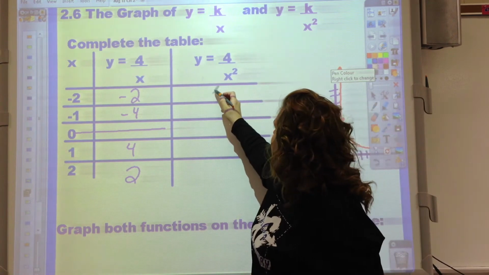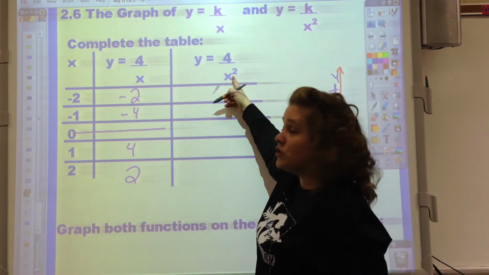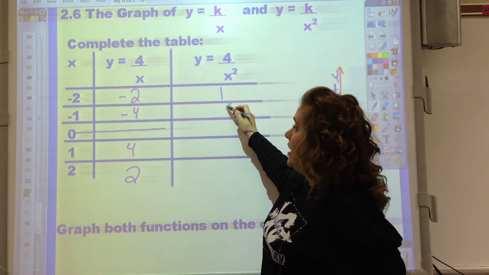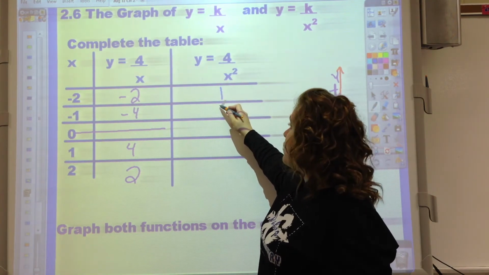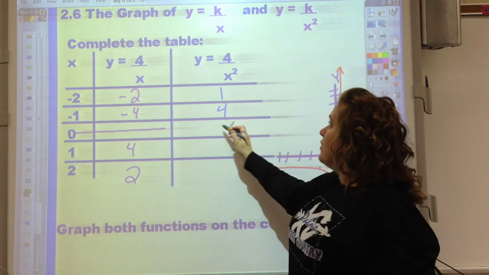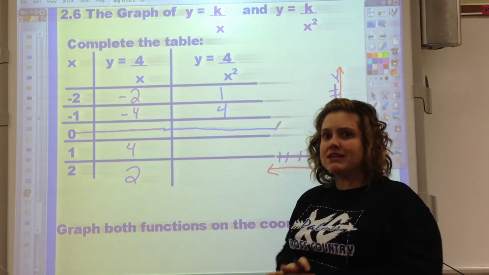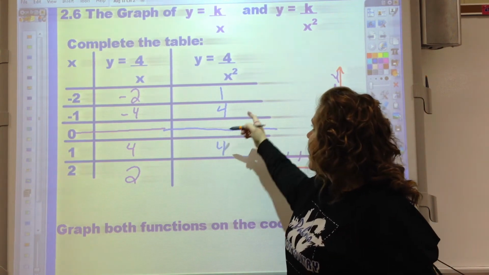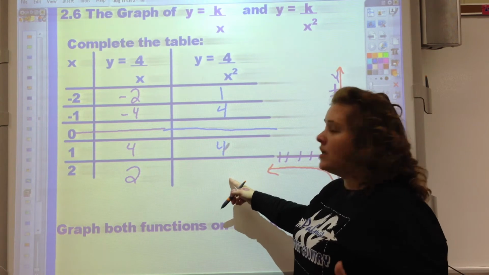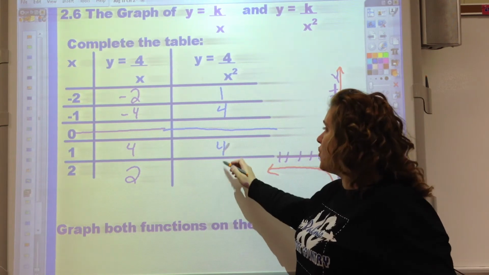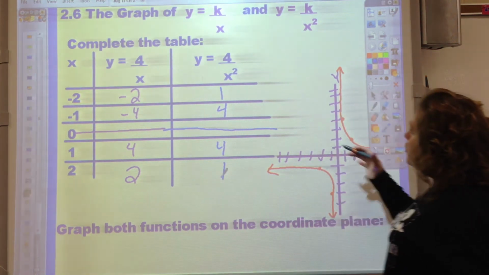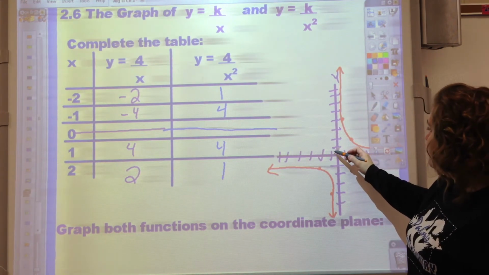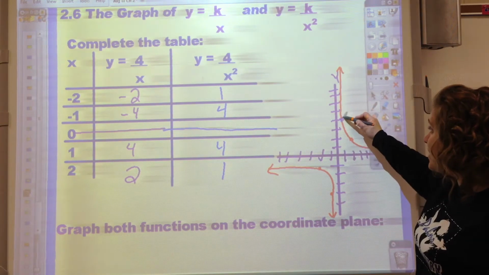If I have negative 2, when I square it, I get 4. 4 divided by 4 is 1. Here, negative 1 squared is 1. 4 divided by 1 is 4. 0? Can't do it, right? We can never divide by 0. So 4 divided by 1 is 4. And 4 divided by 2 squared, which is 4, is 1. So now I go to plot those points.